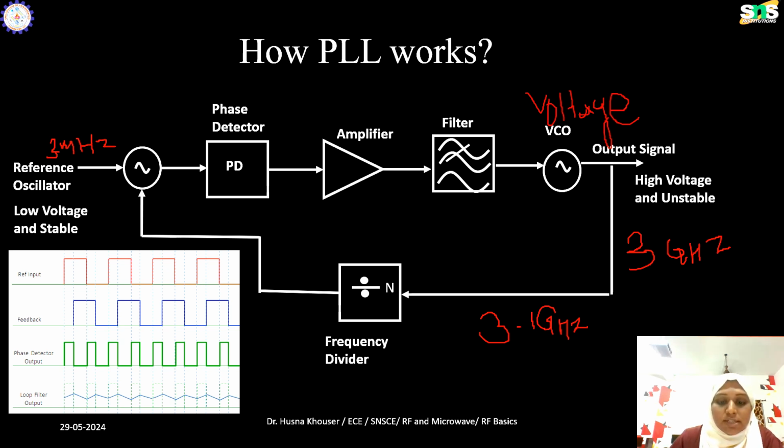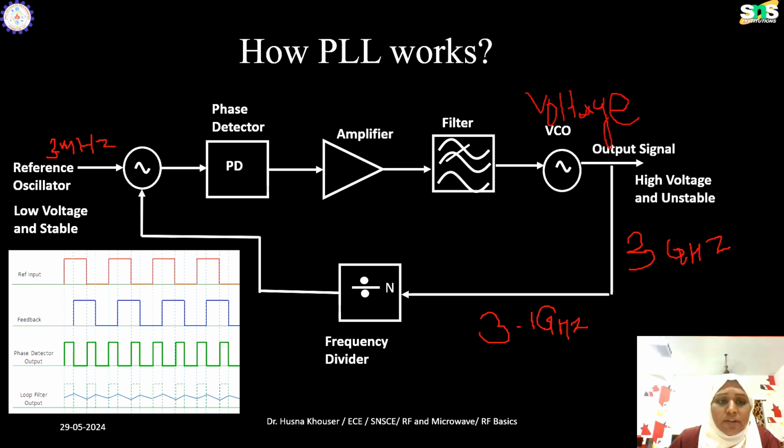Here you can see F1 is the reference frequency, and this is the feedback which is generated by the frequency divider. This phase detector will detect the phases. Based on this, if the phase is different, we'll have different frequencies. If the phase is the same, we'll have the same frequencies, and this loop generates the DC signal.